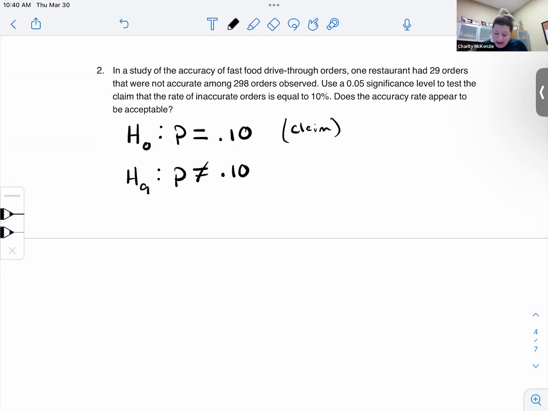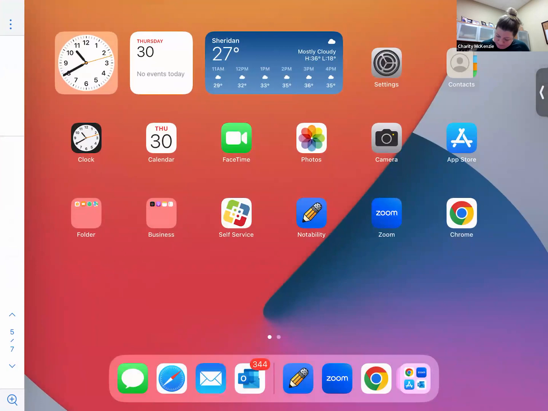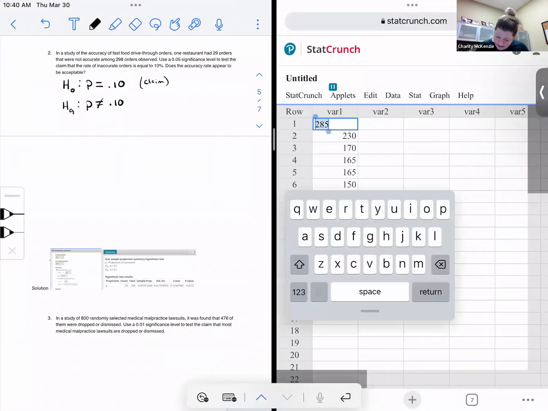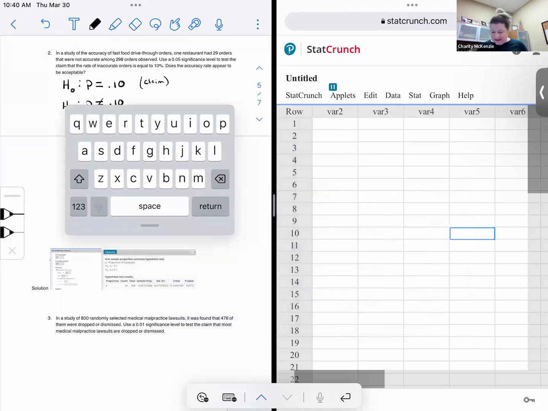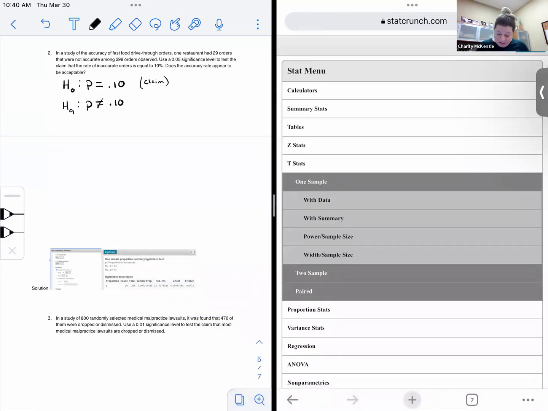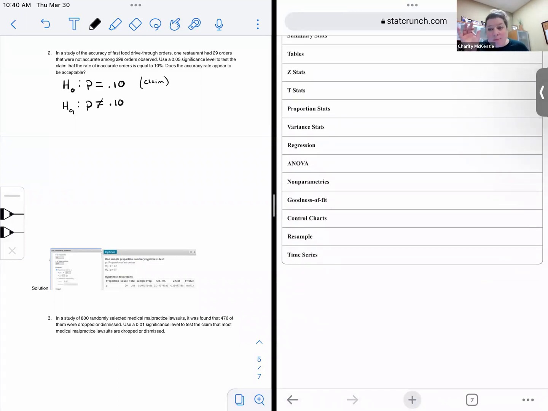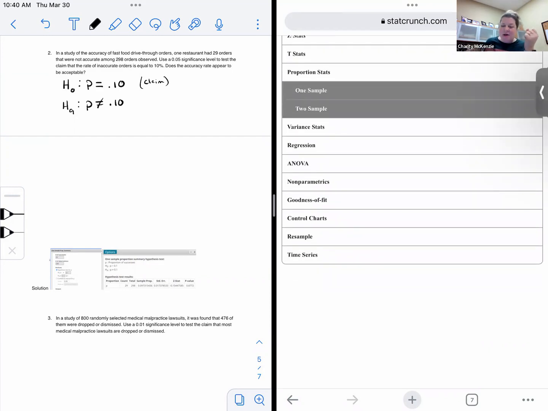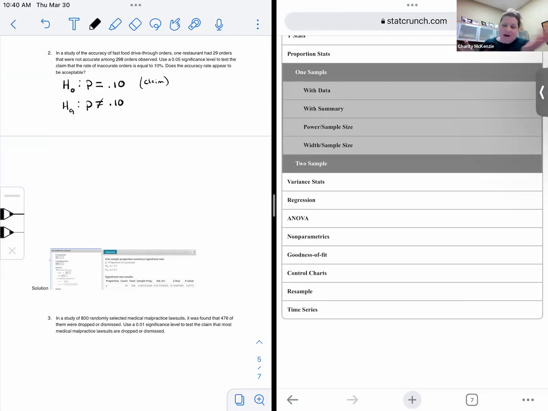Okay, now let's go ahead and head over to StatCrunch. Where do we go if we have a proportion? We're going to go to Stat, and we need to go to the proportion section. You see that? Proportion stats. Now, a proportion does use a Z. It is normal, but in order for StatCrunch to do it, it has to be separate. It's just a StatCrunch thing. So proportion stats, and then one sample, because we only have one sample. We haven't got to two samples.